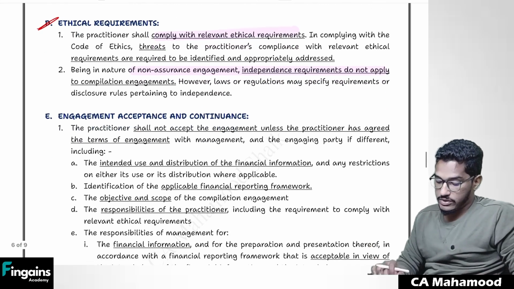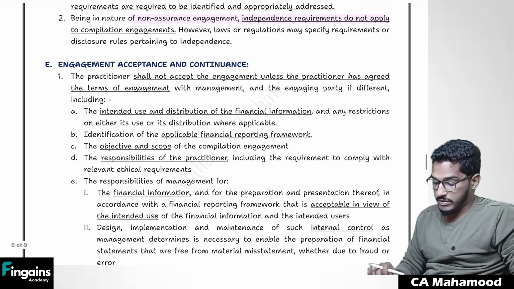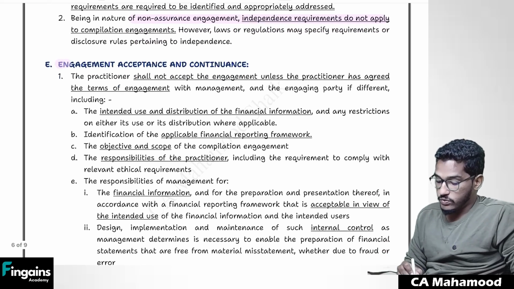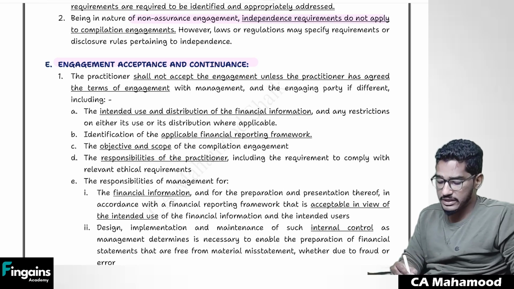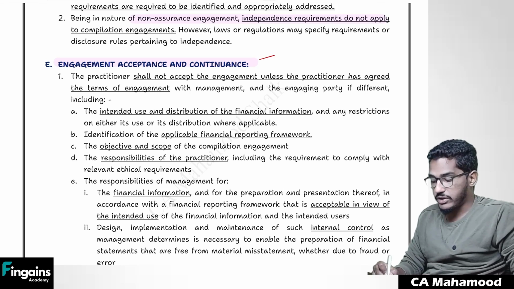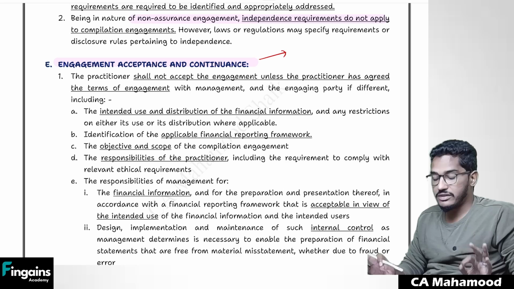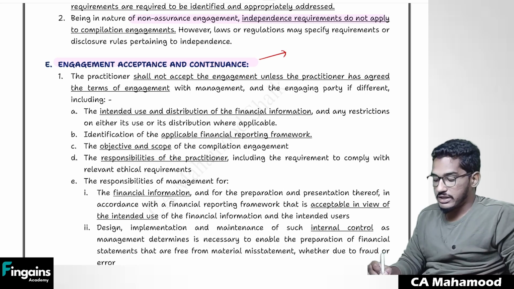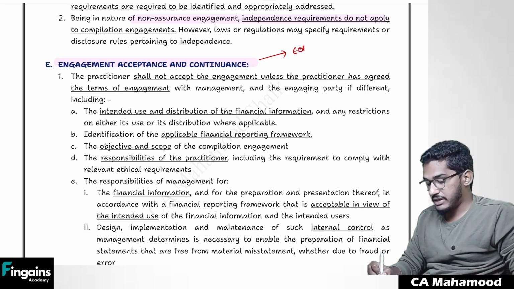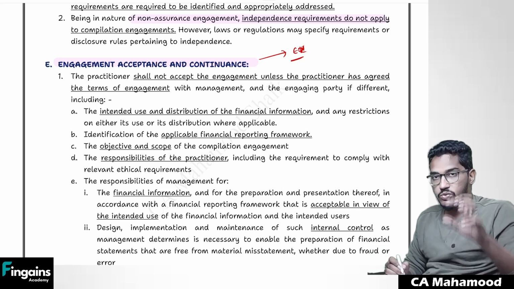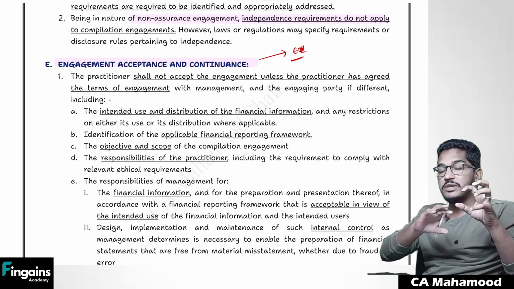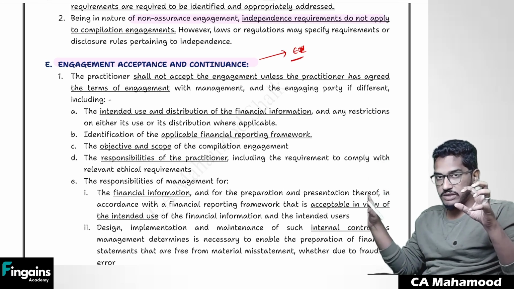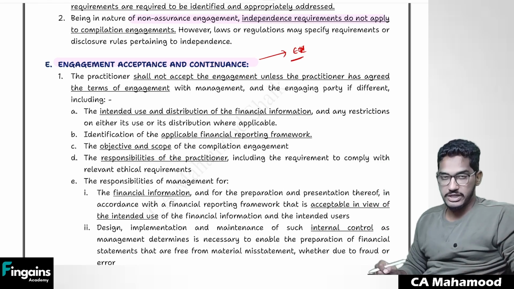Next one. We'll try to check whether ethical requirements can be complied with or not. Here also we need to have engagement acceptance and continuation. Basically, we should accept a compilation engagement only when we have obtained the agreement of the management regarding the terms of the engagement. Here also we need to draft the engagement letter. In that engagement letter, we have to set out various terms and conditions. Unless and until the management gives their acceptance to the terms of the engagement, we will not accept that compilation engagement.